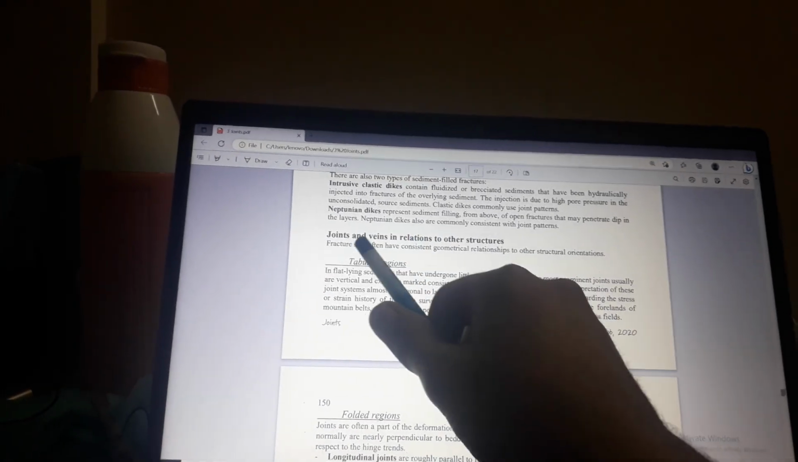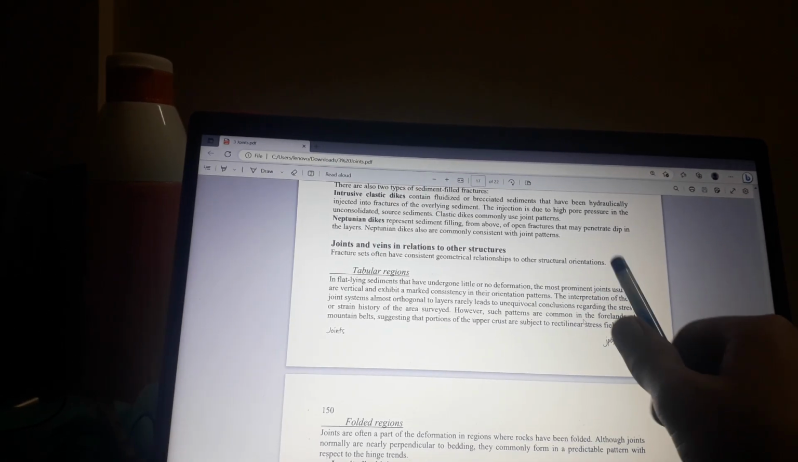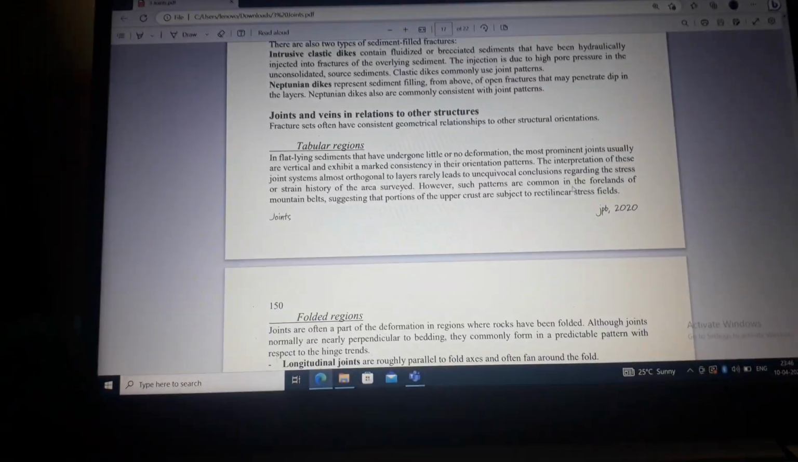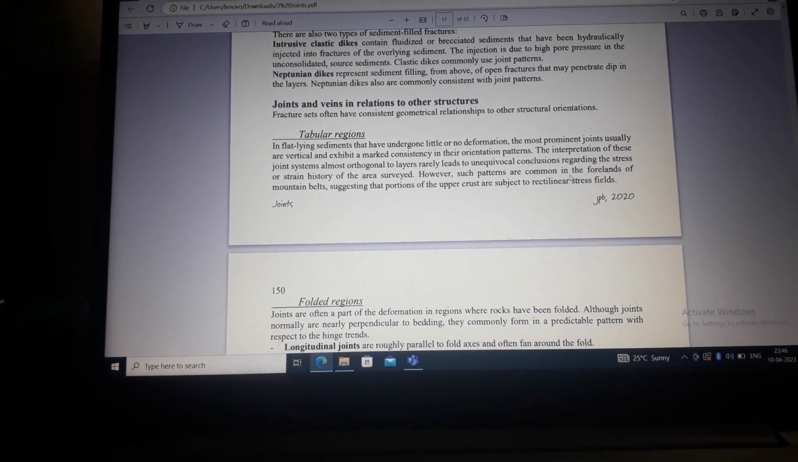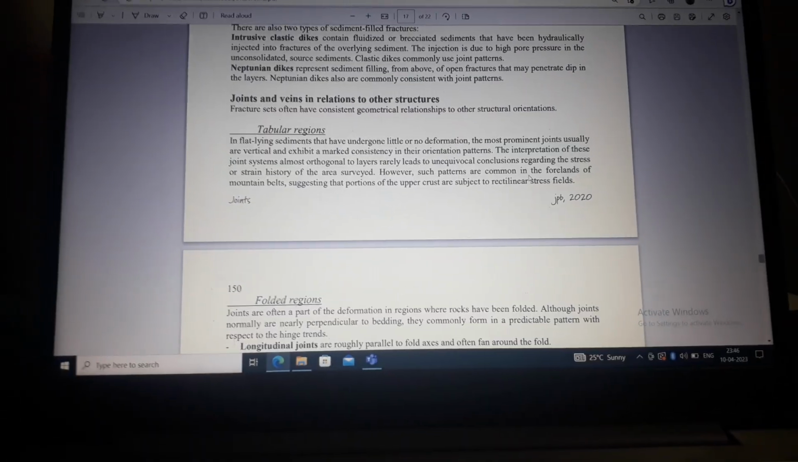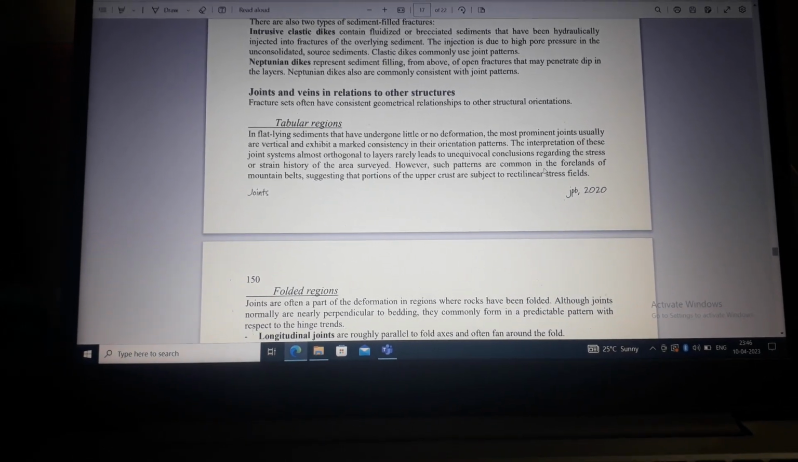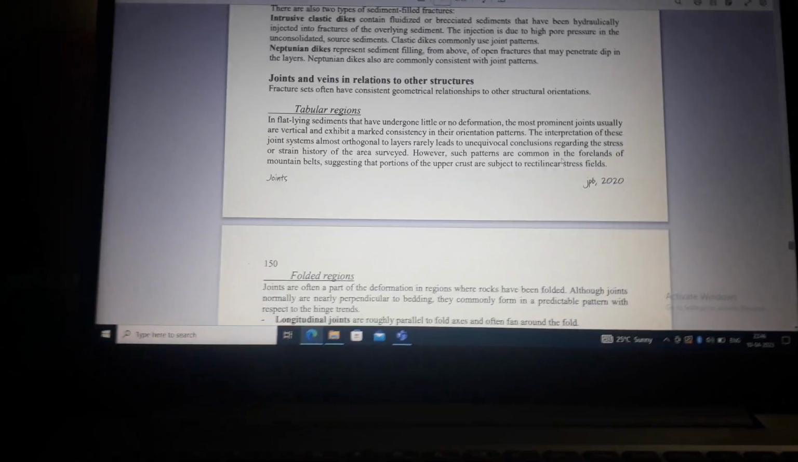Then the joints and veins in relation to other structures. Fracture sets often constitute a geometrical relationship to other structure orientations. Tabular regions in flat-lying sediment that have undergone little or no deformation. The most prominent joints usually are vertical and exhibit a marked consistency in the orientation patterns.